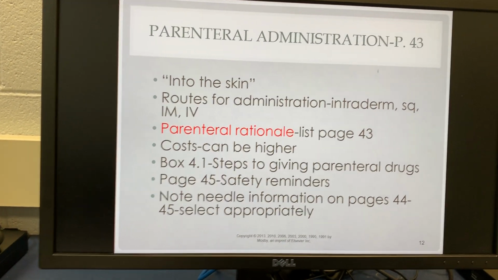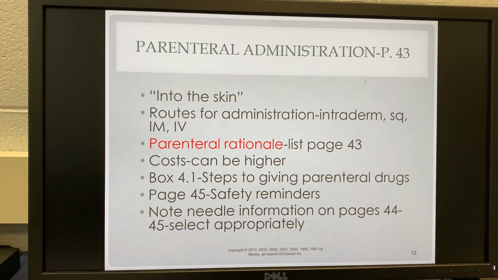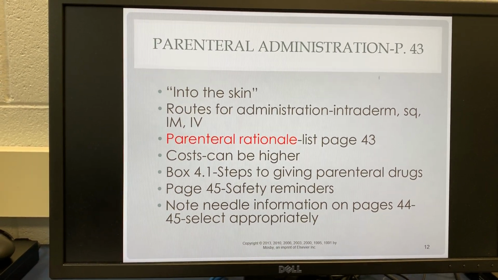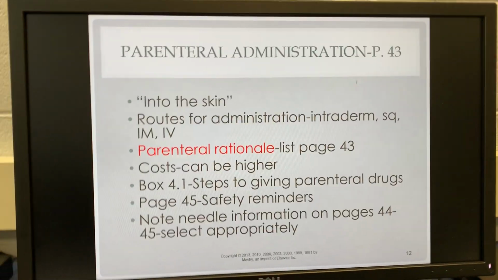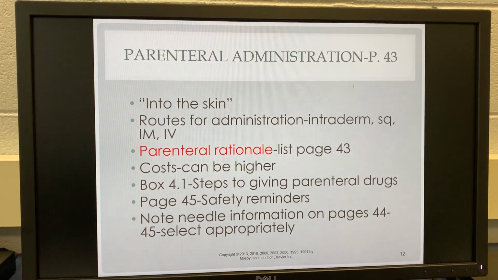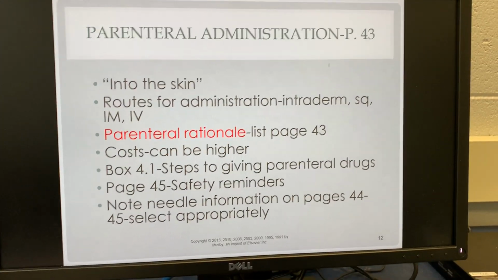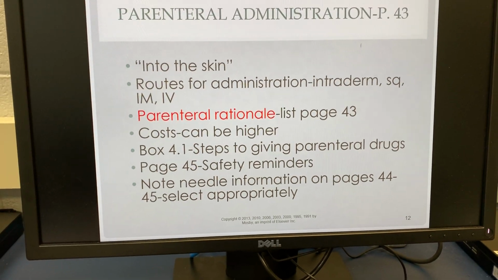When it comes to administering medications, read that. Now, note on pages 44 and 45, you talk about the different kinds of needles. You will be having an injection lab with me, if you haven't already, where we'll talk about the different kinds of needles, but we are giving out a handout that you can cut up into small pieces.